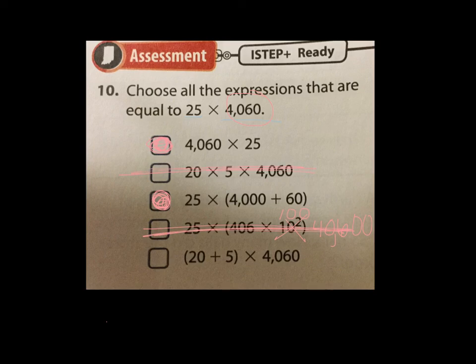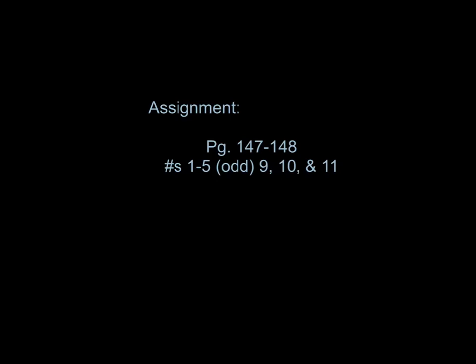25 plus 5 times 4,060. Just like up here on your third choice, 20 plus 5 would get done first. That would give you your 25, and you multiply it by 4,060. It is correct.